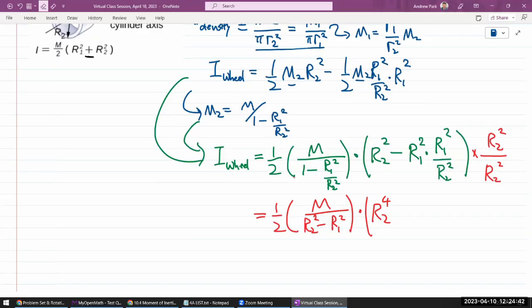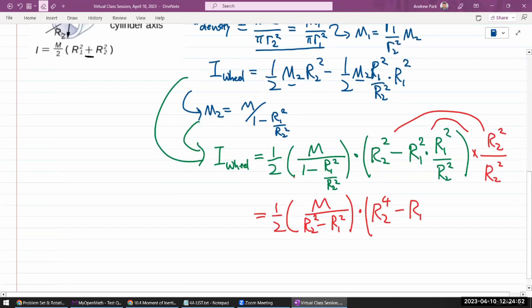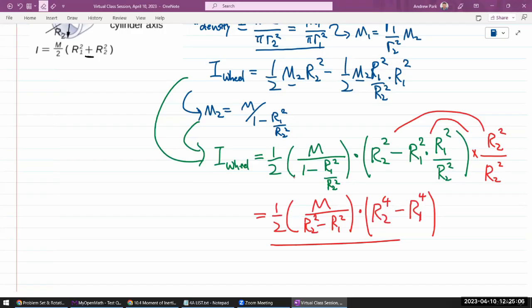Okay, I think it's going to work out. Minus r1 to the fourth power, and this r2 squared is getting distributed into these two terms, and the r2 squared getting multiplied to the second term cancels out this denominator. So I'm good. I think this is it. If you want, you can end things here.